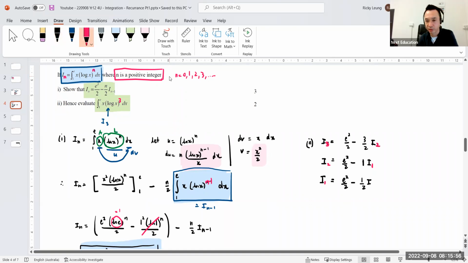Now it's a bit cheeky. This question says, I think, positive; it should say n greater than or equal to 0. Once I have I_0, guys, I'm going to pause there, off to the side.